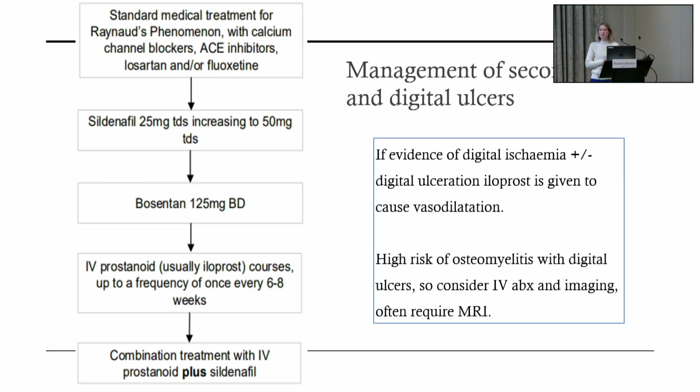So in terms of how we manage secondary Raynaud's and digital ulcers, we start off in a ladder approach with a calcium channel blocker. We often start low with this, and this can be done in primary care. I quite often give 10 milligrams BD, modified release, and then as the patient gets used to it, I ask them to titrate it up to a maximum of about 30 milligrams BD.